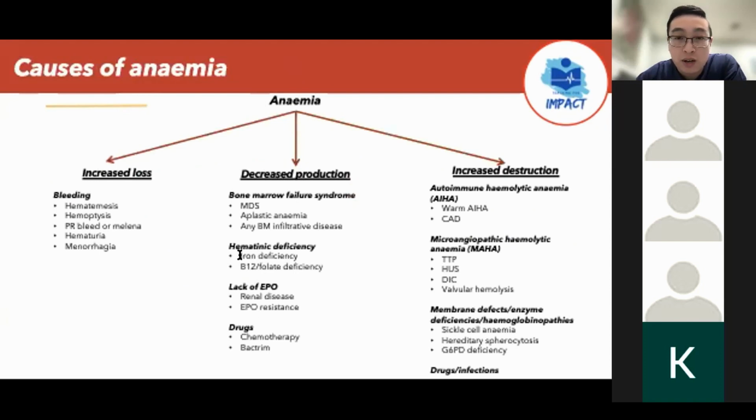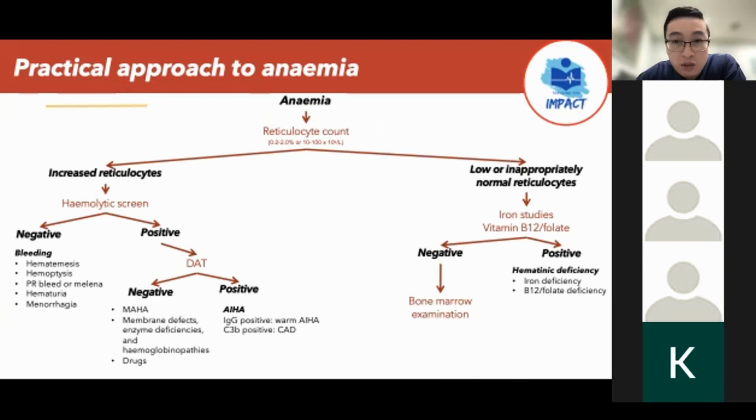Bone marrow failure syndrome, not enough ingredients, hematinics, to make red blood cells. It could be EPO deficiency caused by renal disease or EPO resistance, or it could be drugs that are causing bone marrow suppression. So what do you do next? Well, the next sort of easy test to do is send off iron studies and send off vitamin B12 and folate levels. And iron studies might reveal iron deficiency anemia.